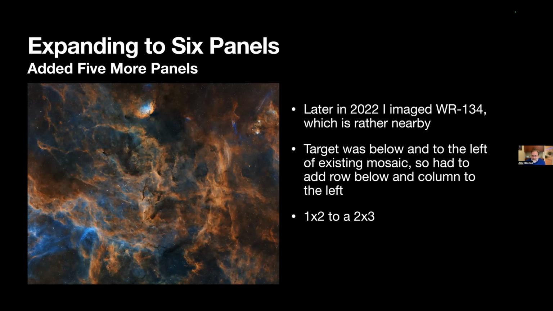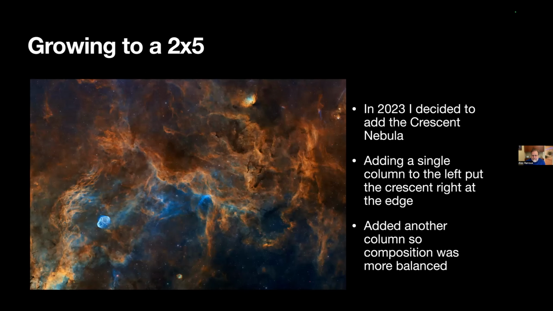Now, later in the summer, looking for some things to do, I kind of couldn't leave it there. Had done a nice shot of the Crescent Nebula, so I said, well, what's it going to take to include that? So I added another column to the left of my last mosaic, picked up the Crescent, but it was right up against the edge of that mosaic. So I added yet another column so I could space things out for a better composition.